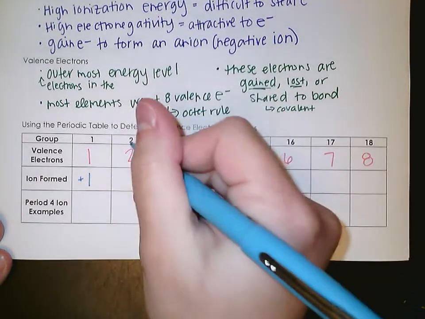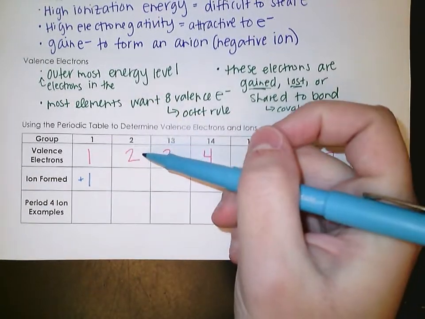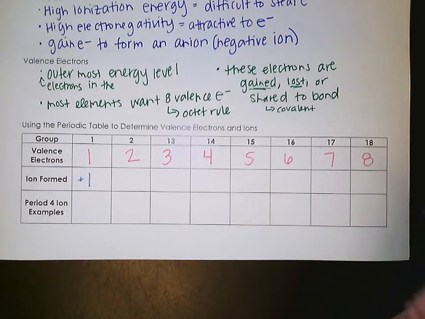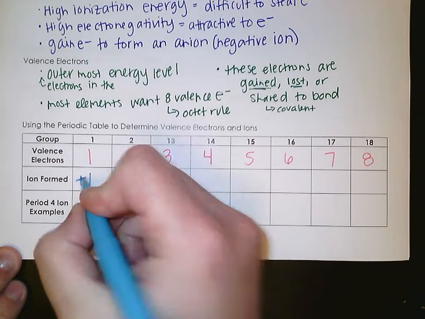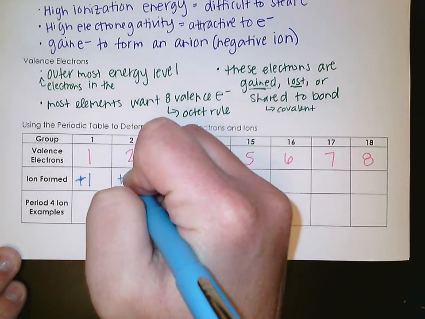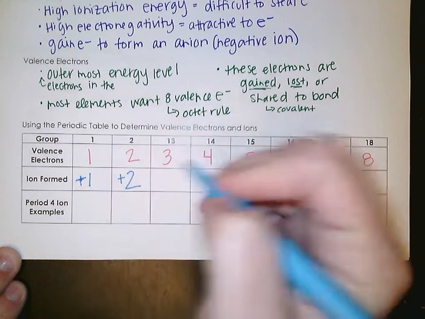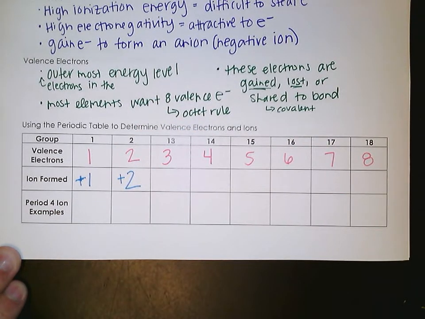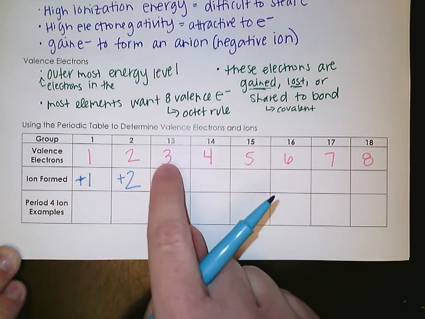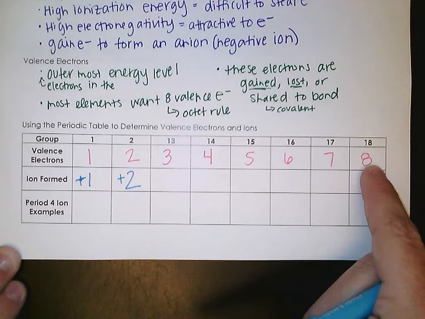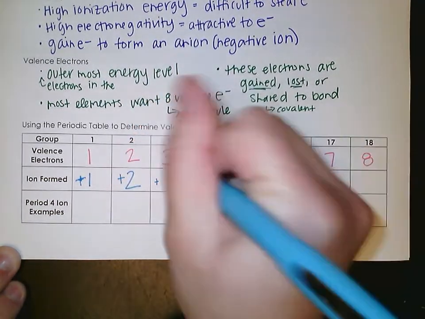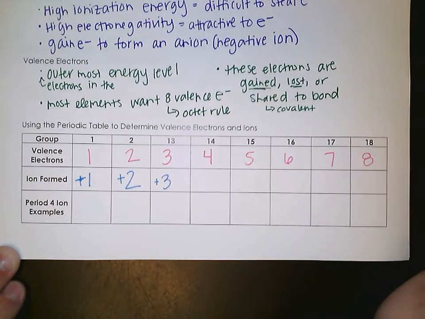Let's check out group 2. I can either kick out 2 or find 6 more. What's going to be easier? Right, we're going to kick those 2 out. When I kick those 2 out, I'm positive because I got rid of that negativity. And I kicked 2 of them out, so my charge is going to be a +2. Looking at group 13, I can kick 3 out or find 5 more. It's going to be way easier to kick those 3 out. Kick them out so I become positive, and I kicked 3 of them out.